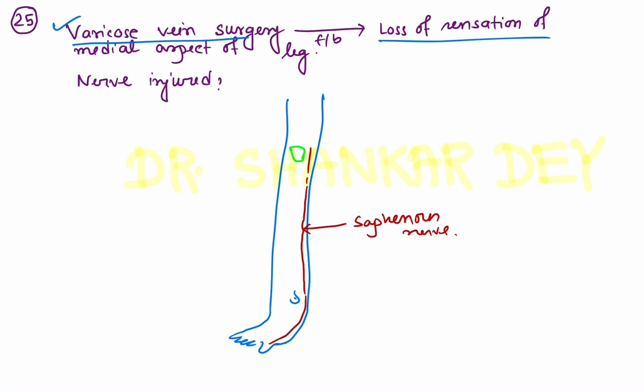During varicose vein surgery, where the great saphenous vein lies, the saphenous nerve can be damaged, and that causes loss of sensation from the medial aspect of the leg. So the answer here is saphenous nerve.